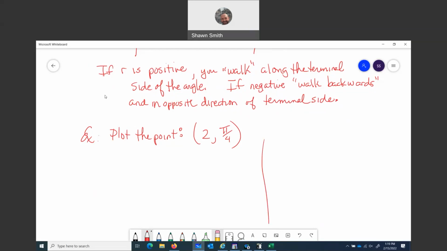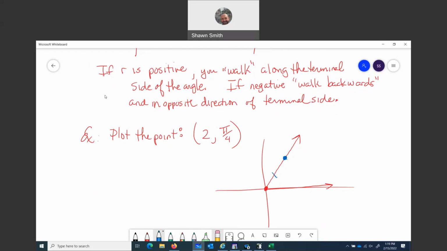All right, so first thing, draw a picture. Start at the pole, plot my angle. So the angle is pi over 4, that's the same thing as 45 degrees. So just do that. And then from here, I'll walk out 2 units along the terminal side because it's positive, so you can just put 2 tick marks to represent that. And that's your point.